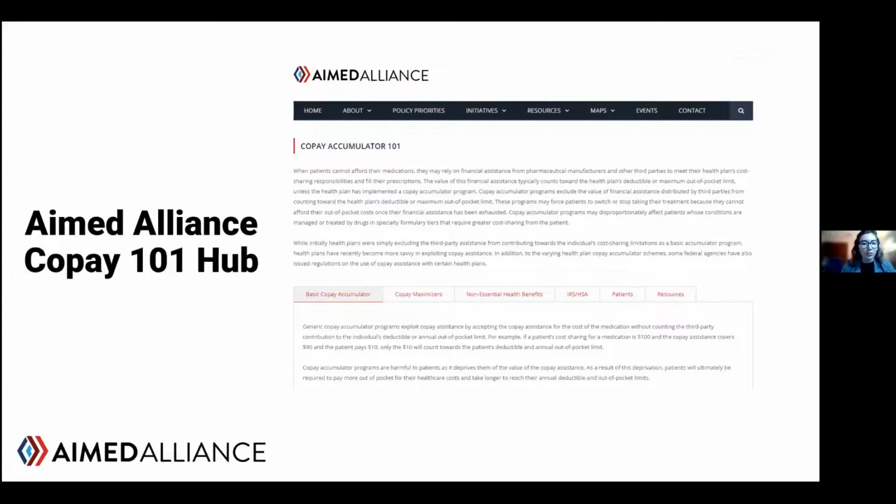But what I wanted to show everyone is this Copay 101 hub that AIMED Alliance has launched on our website under the Initiatives tab. It has an explanation of all the different copay accumulator programs that we've talked about today: the standard copay accumulator program, the maximizer, the non-essential health benefit issue, and an explanation of the IRS HSA issue. We created this resource because we knew we threw a lot at you today.